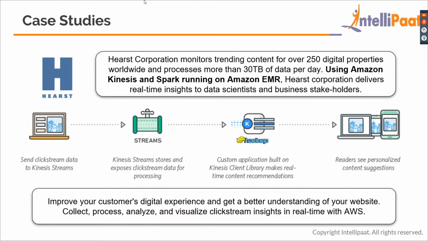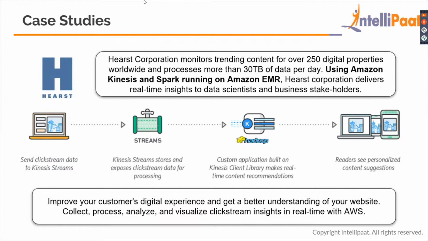Kinesis takes all that data, streams it, and pushes it into the client library, which is running on the EMR system. On EMR, there is a Spark system running, so you would have embedded your code in that. That processes the data. And obviously after that, the reader will be getting suggestions which are personalized. That is, if I'm reading about football, I'll be getting articles related to football.